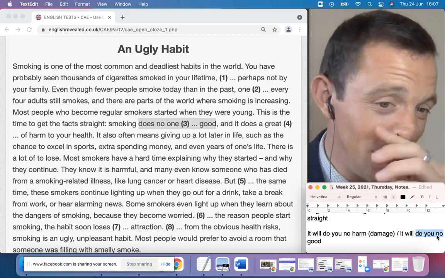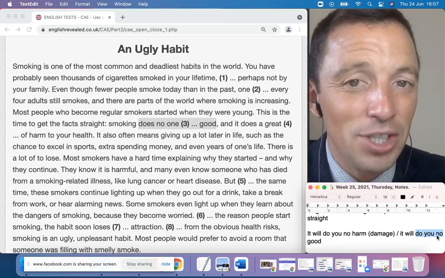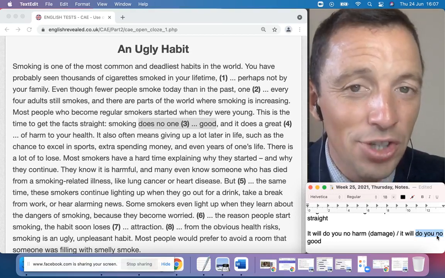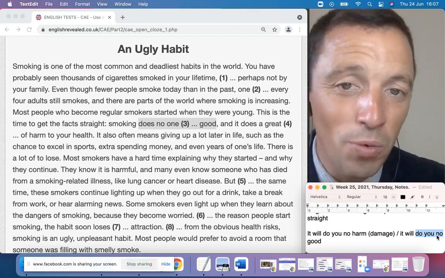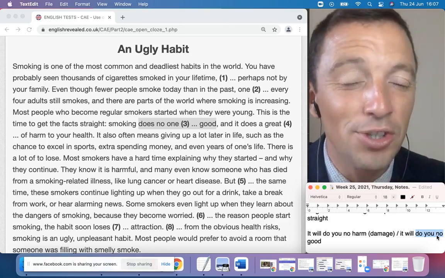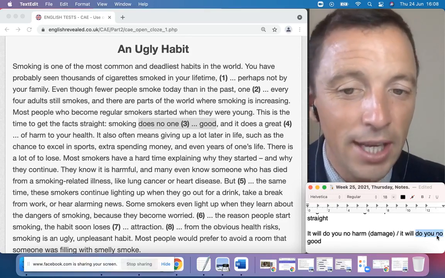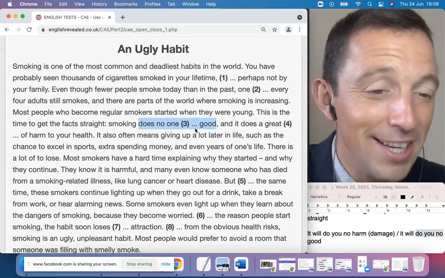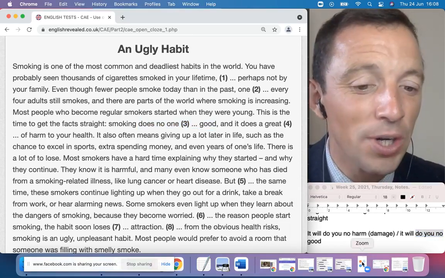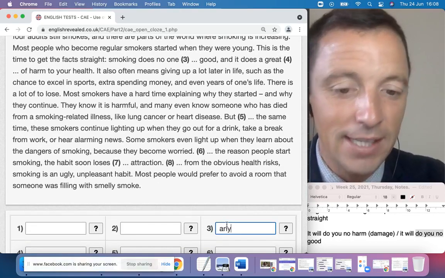So it's a very good structure. The first one is the positive situation. There's no problem, there's no danger, there's no harm. It will do you no harm. But the second one, it will do you no good. So there's no benefit to the activity. And here, smoking does no one good is sufficient, but we need an extra word, and I think the best word probably is any. Okay, so that's the answer for number 3.